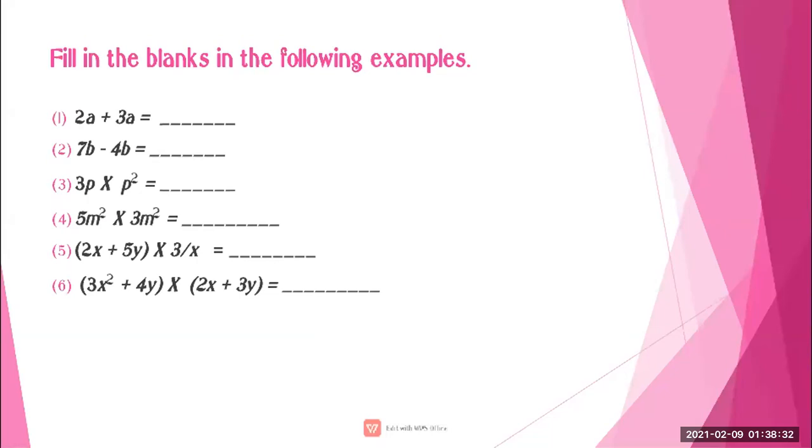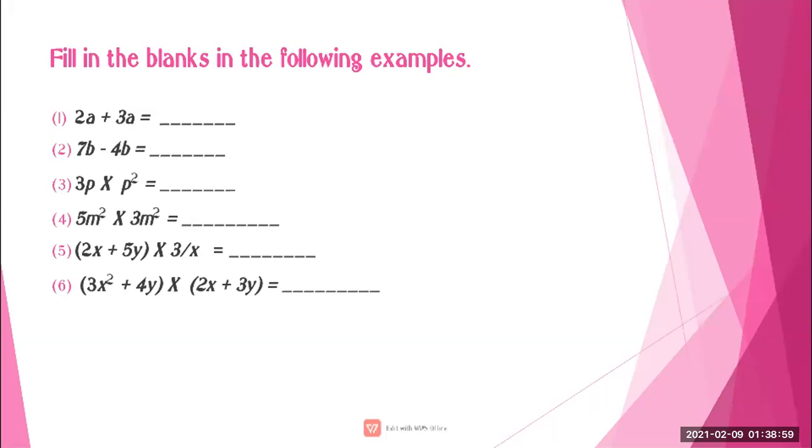Some students gave the proper answer, some students are not giving the proper answer. See, 3p into p square. 3 ones will be 3, and p square and 1p, so there will be how many p? There will be p cube. So the answer will be 3p cube. Is it clear?